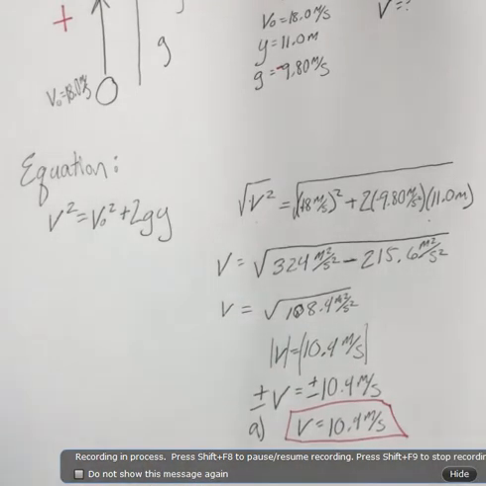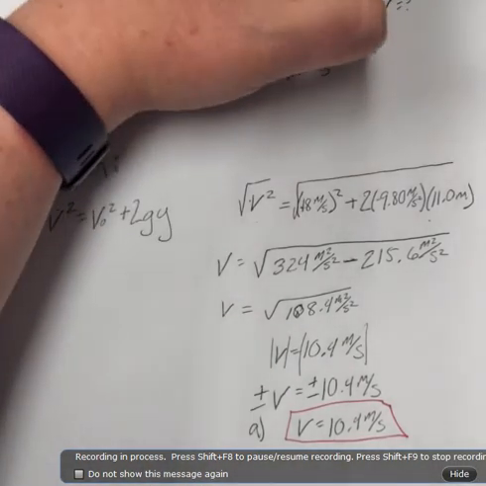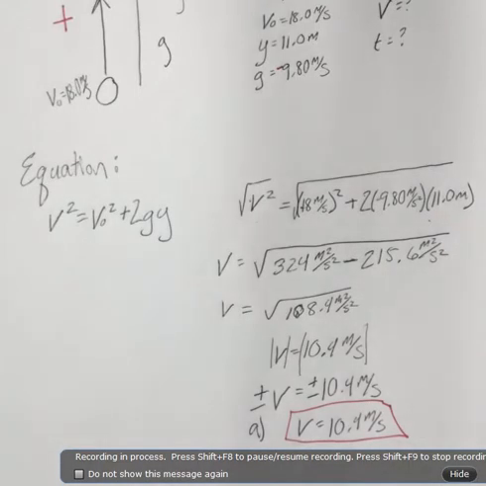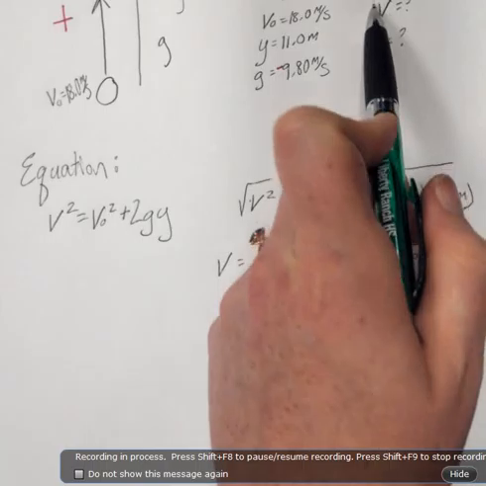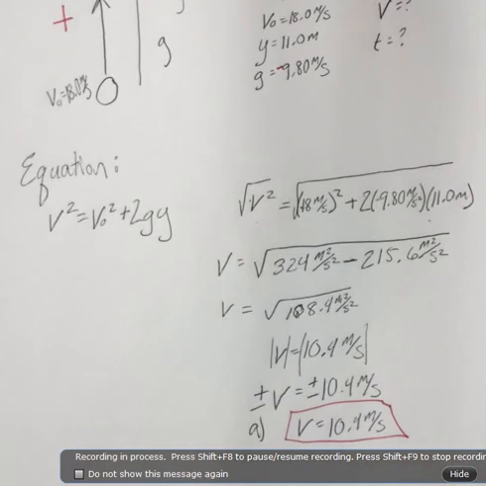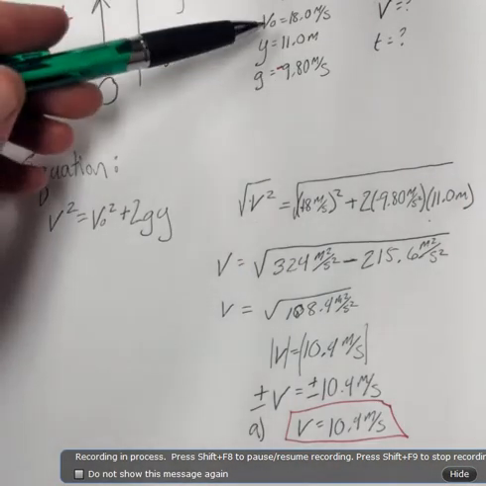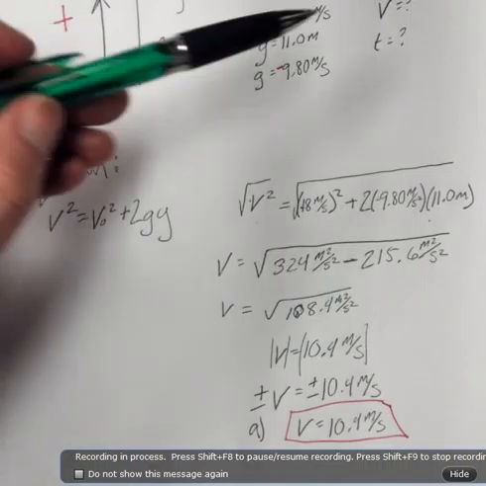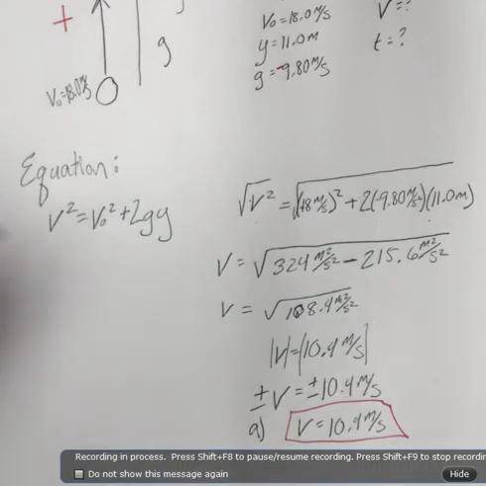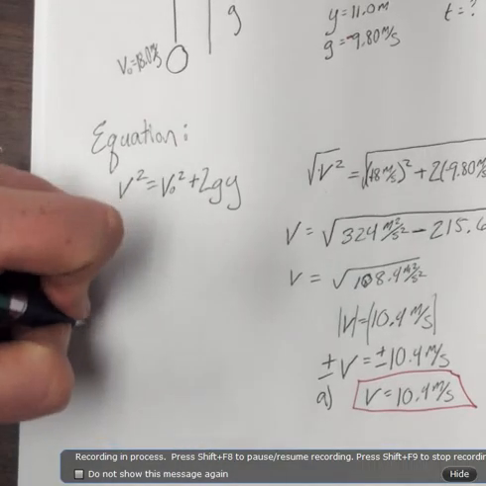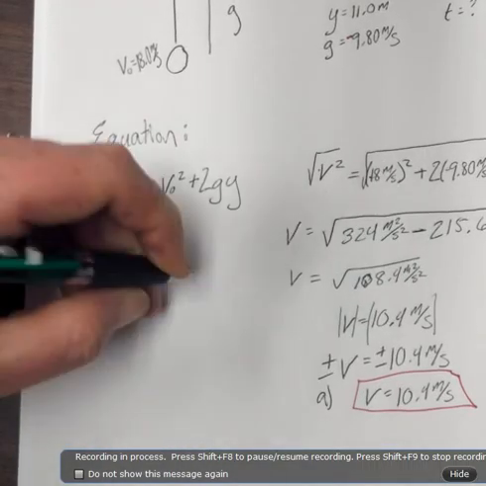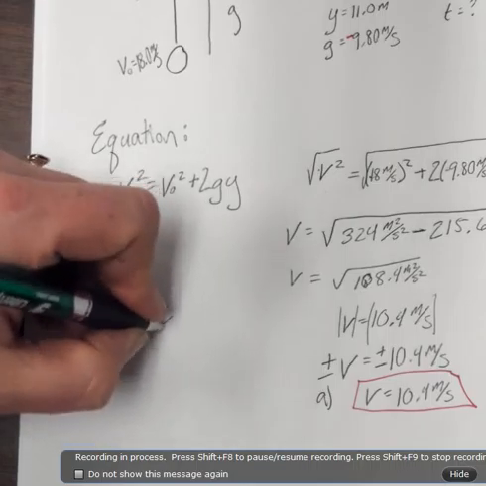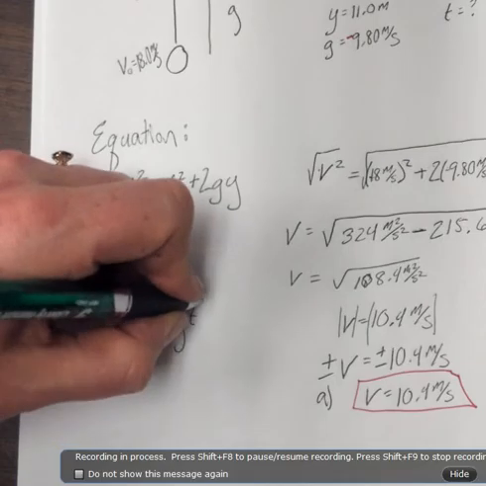B asks us to find the time that it took to get there. All right, so in this case, the velocity becomes our who cares value, and we're trying to find the relationship between initial velocity, displacement, acceleration due to gravity, and time. And then we're going to use the equation y equals v naught t plus 1/2 gt squared.